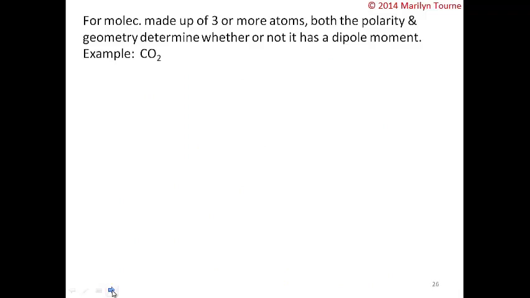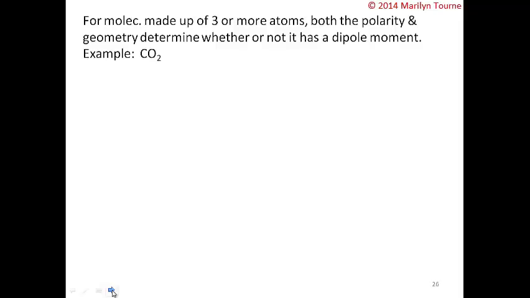and therefore it's called a polar molecule. So now for a molecule that's made up of 3 or more atoms, both the polarity and the geometry will determine whether or not it has a dipole moment. So dipole moment is dependent on 2 things when you have a molecule that's 3 or more. It's dependent on whether there's a polarity between the atoms, and it's also dependent on the geometry. So that's why it's very important for us to learn those geometries.